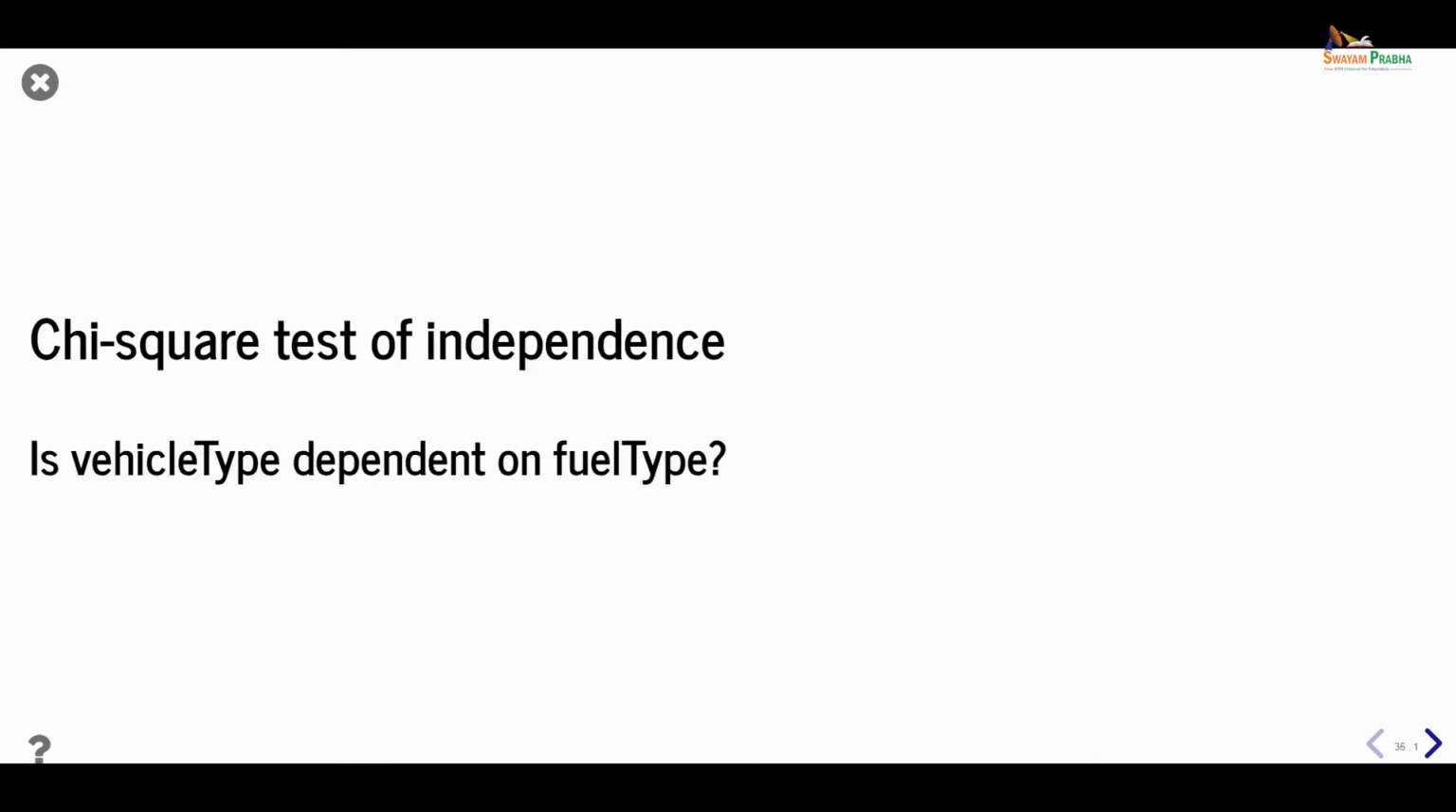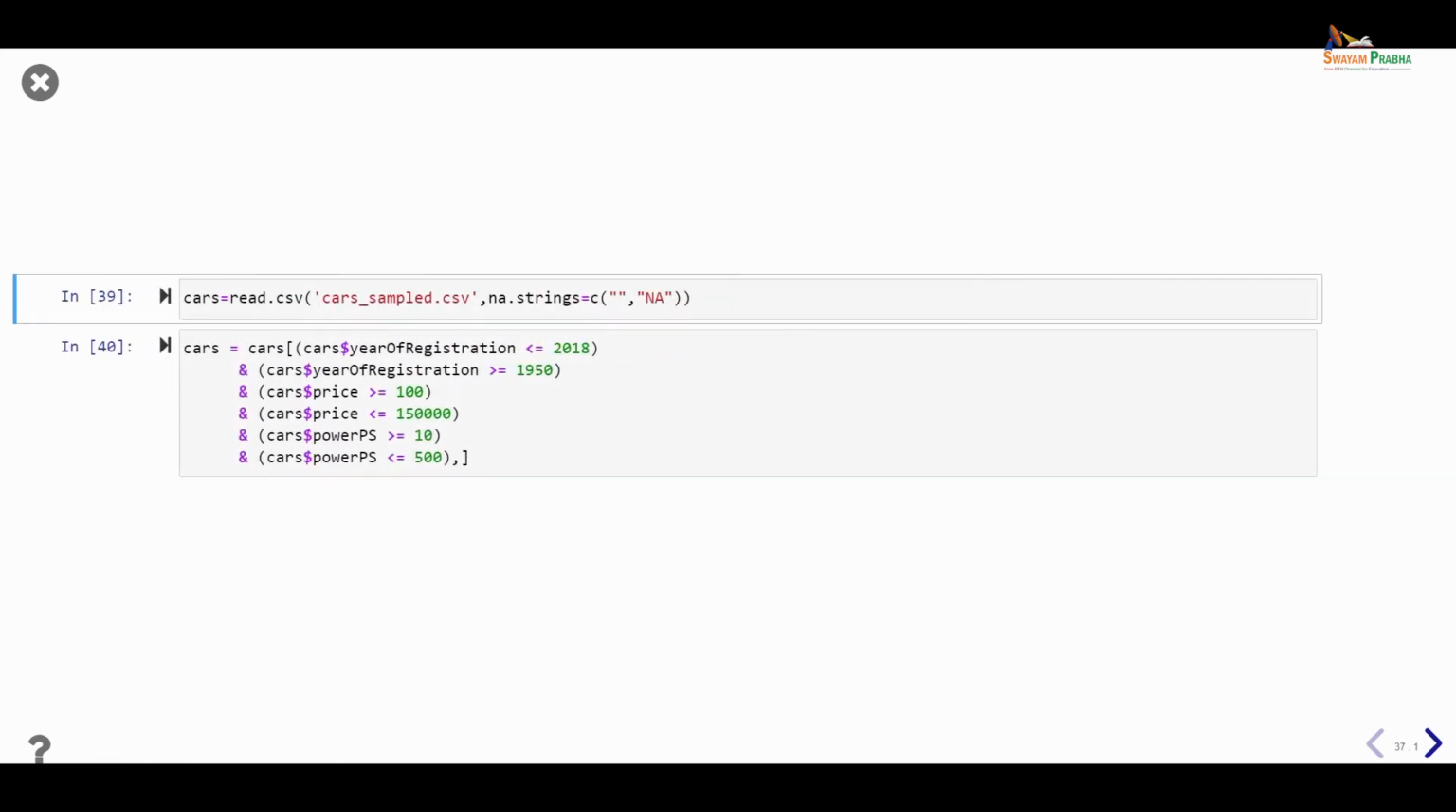Next we are going to test for the chi-square test of independence. In this case, the hypothesis is that we want to check if the vehicle type is dependent on fuel type. So let's see how to conduct a chi-square test of independence. For this test alone, we are going to be using the entire data, which is cars_sample.csv, and I'm replacing all blanks with NA. You will see a lot of empty cells in your data, so I'm replacing them with NA.